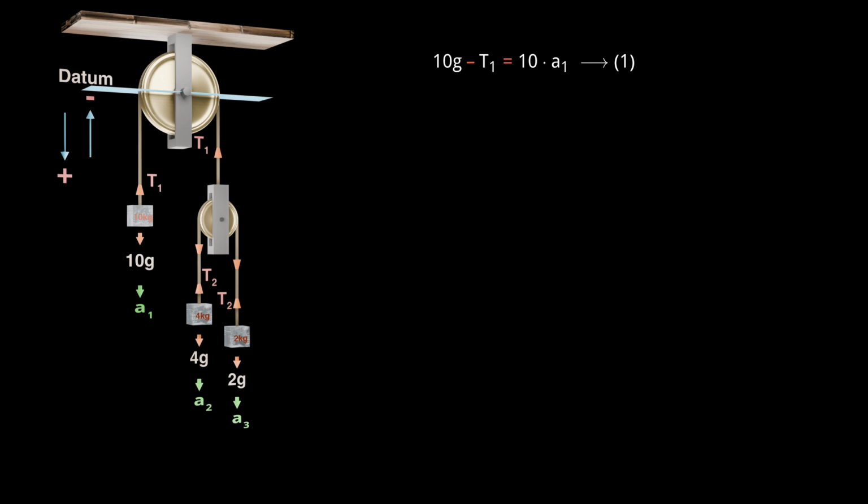Next, we apply Newton's second law to the 4 kilogram and 2 kilogram masses, considering their respective directions of acceleration. For the 4 kilogram mass, let the tension in its rope segment be T2. The forces acting are the upward tension T2 and the downward weight 4g, giving 4g minus T2 equals 4 times A2. For the 2 kilogram mass, the forces include the upward tension in its rope segment T2 and its downward weight 2g. Newton's second law gives 2g minus T2 equals 2 times A3.